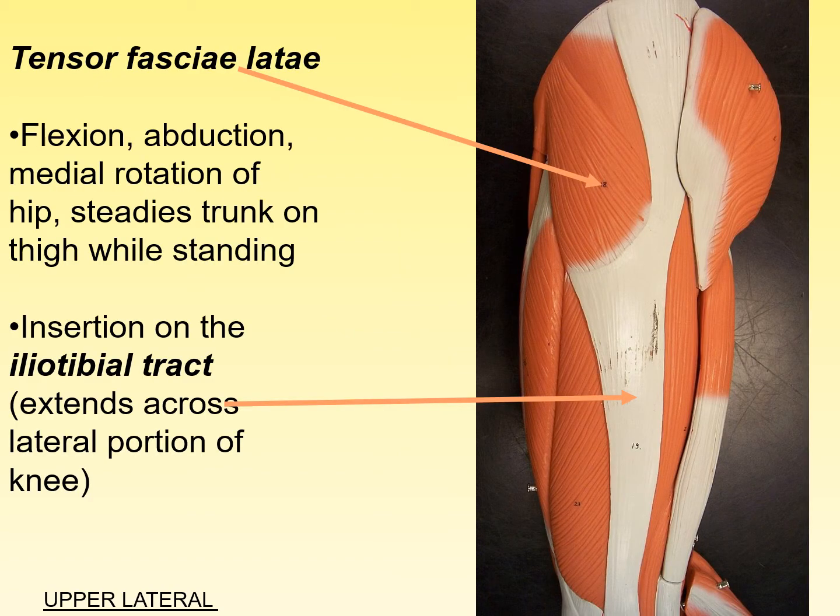The tensor fasciae latae is involved with flexion, abduction, and medial rotation of the hip, and helps to stabilize the trunk of the body on the thigh when you're standing, helps to stabilize everything. And then you have the iliotibial tract, which does extend across the lateral portion of the knee. This is shown in white along here.